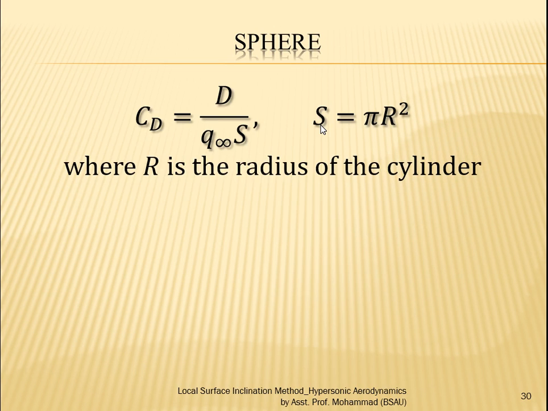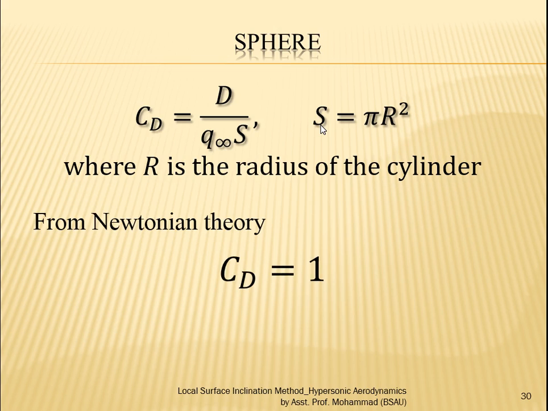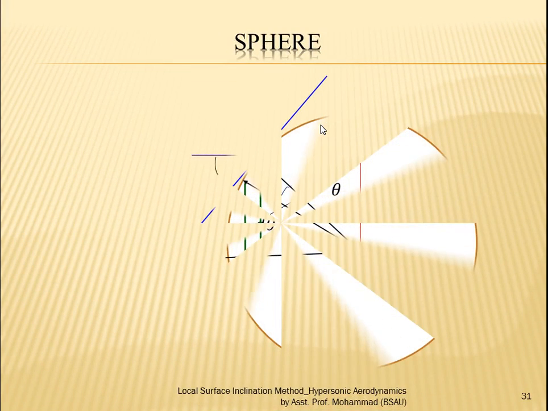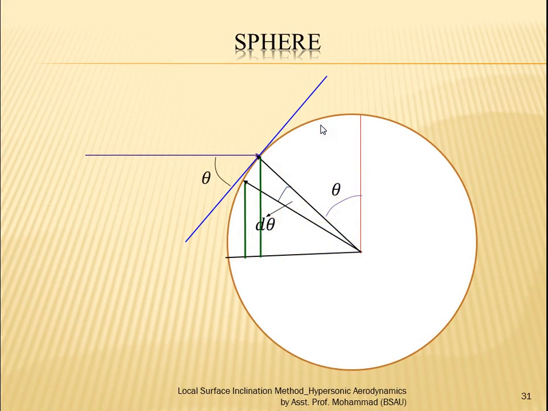And then when we apply this Newtonian theory, we find CD is equal to 1. The same method can be followed, and we again have to use the method of substitution for the integration, and once we integrate, we get this value.